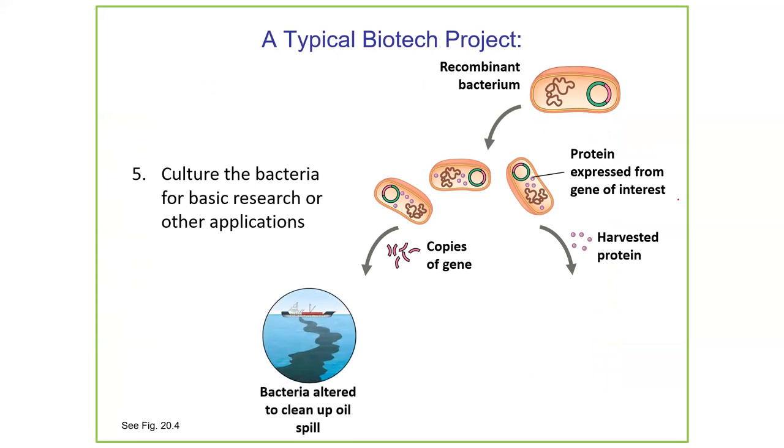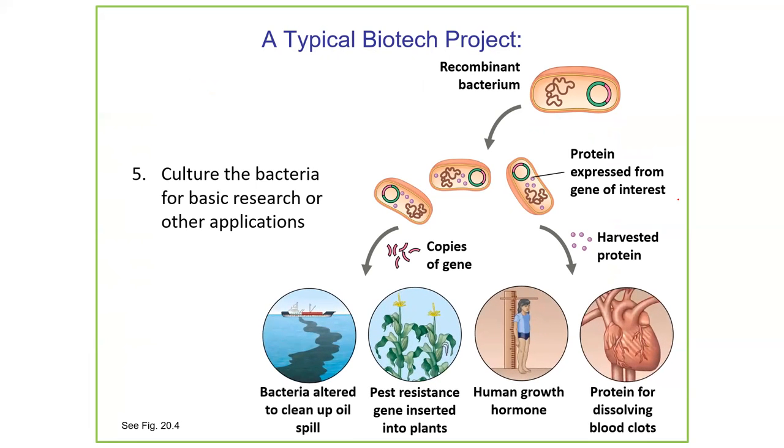And so you can see there's a whole bunch of applications here that are listed in the textbook, and you can see there's some of them. And I'm going to talk about some different applications in a few minutes, but you can see here some ideas. Bacteria can be engineered to clean up oil spills. We can put pest resistance into crops. We can make human medications such as human growth hormone or medication for dissolving blood clots. So there are all sorts of applications, and we're going to get into the applications very, very shortly here.